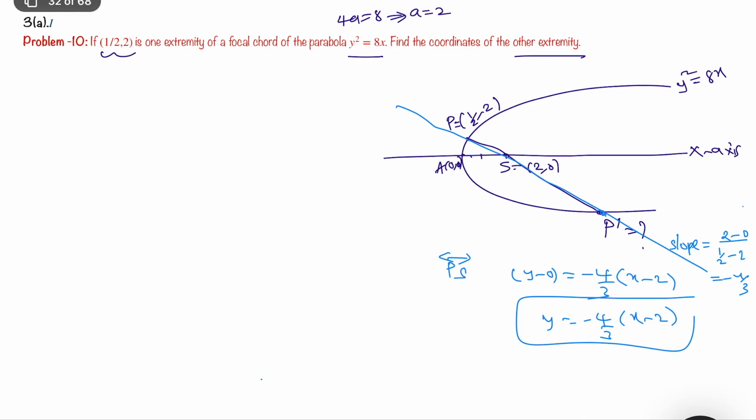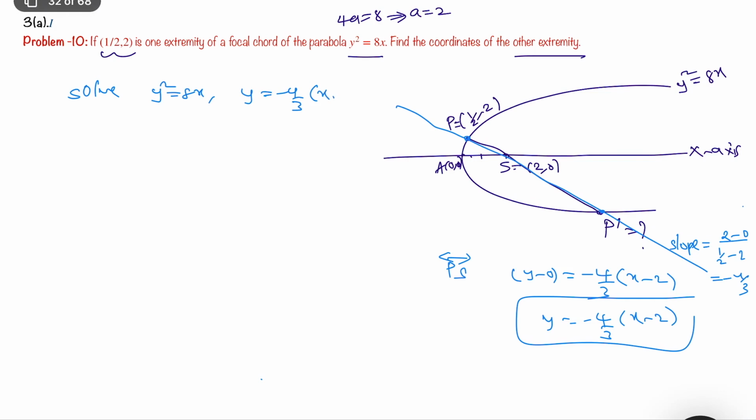Okay, now I'm going to get this P dash as the intersection point of this parabola y square equal to 8x and the straight line y equal to minus 4 by 3 times (x minus 2). Actually, there are 2 points of intersection, P and P dash, but P we already know. We just have to see what is the other point, that is P dash. That's what we are interested in as the other extremity of this focal chord. Fine.